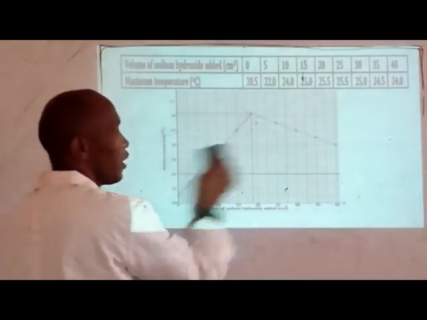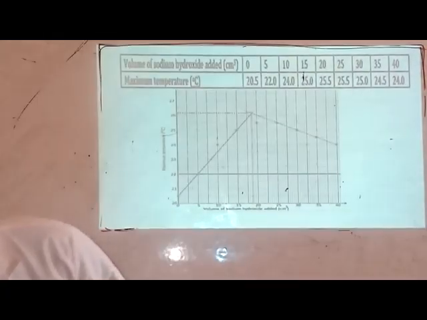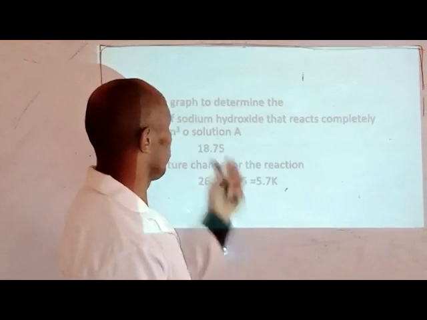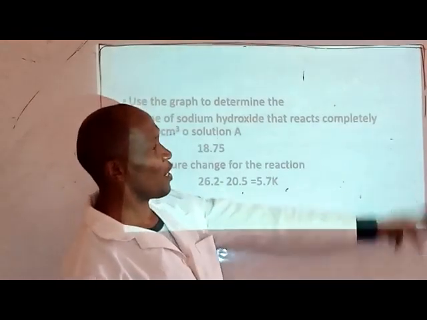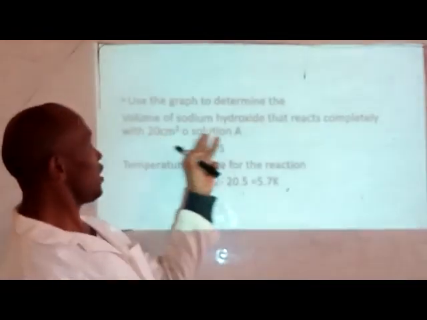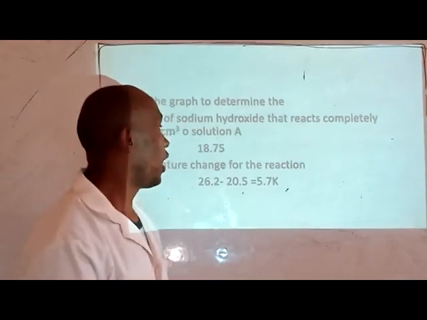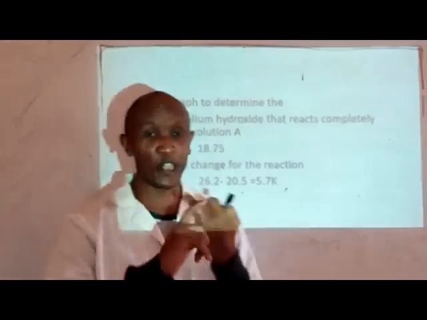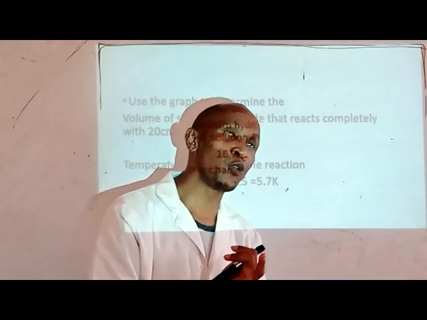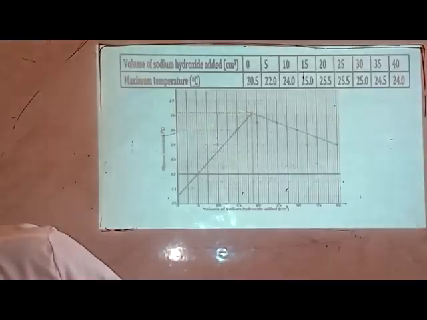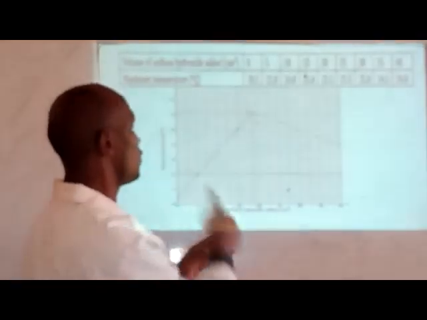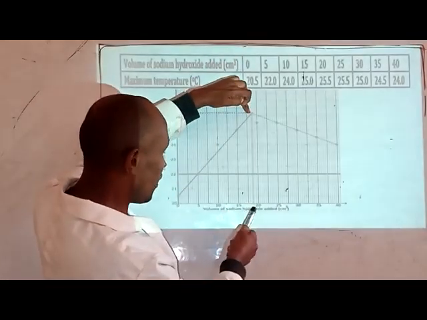So let's proceed to use the graph. What is the first thing that I need to do? One, determine the volume of sodium hydroxide that reacts completely with 20 cubic centimeters of the copper sulfate. Now the showing, remember to show it. Now look at my graph. I did show. So I showed and read.